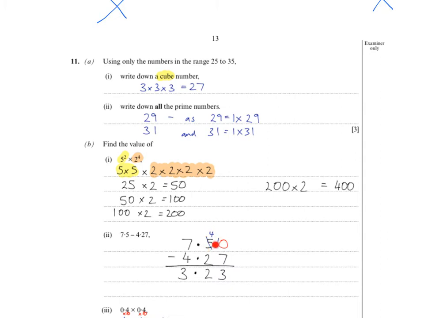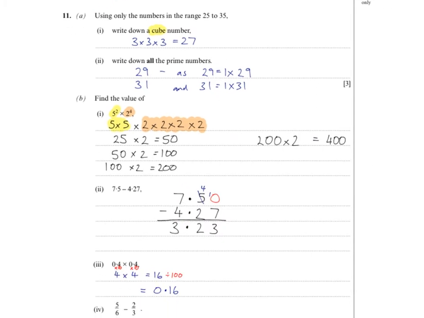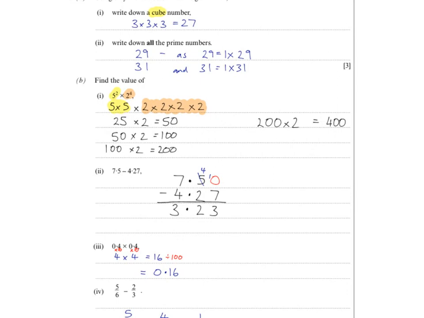You can't get 10, so you borrow it. You borrow 1 from here to get that as 10, and that goes down to 4. 10 take away 7 is 3. 4 take away 2 is 2. Line up the 2 decimal points with each other, and then 7 take away 4 is 3. Okay, so 3.23.